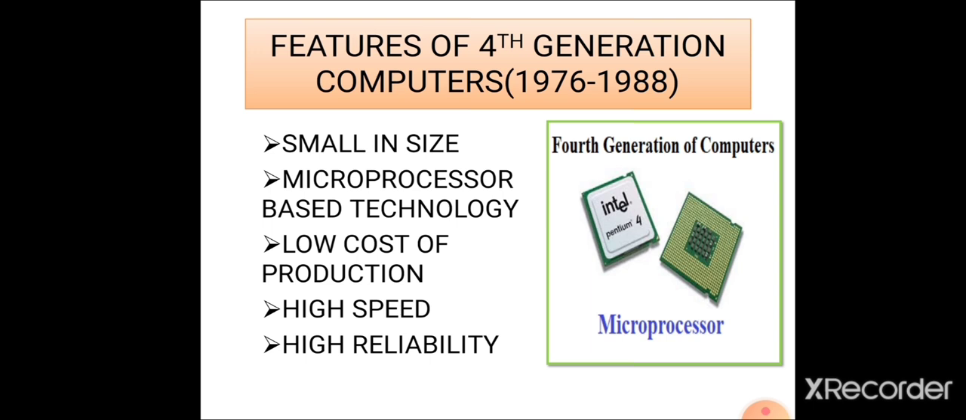Now let us see the features of the fourth generation of computers. The fourth generation of computers was used between 1976 and 1988, and the main component of this fourth generation of computers is the microprocessor. What is the word? Microprocessor. Let us have a glance at how a microprocessor works.